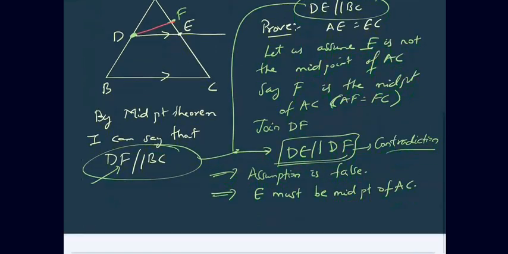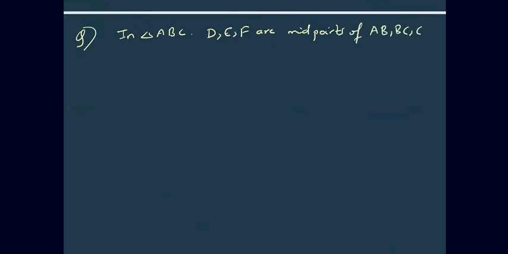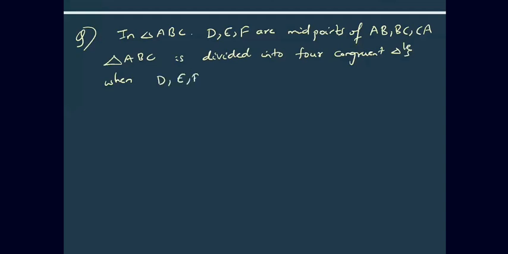So let us solve a question on this. There is a triangle ABC in which D, E, and F are midpoints of AB, BC, and CA. You need to show that triangle ABC is divided into four congruent triangles when these midpoints D, E, F are joined to each other. So this is what you need to prove.